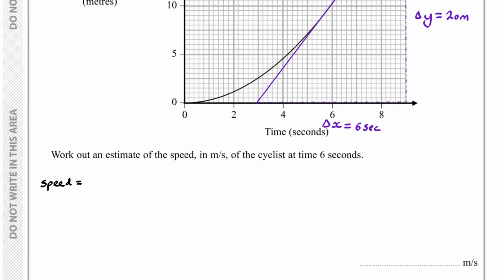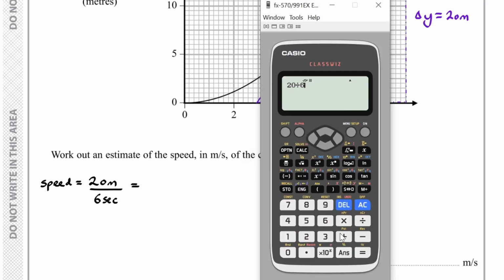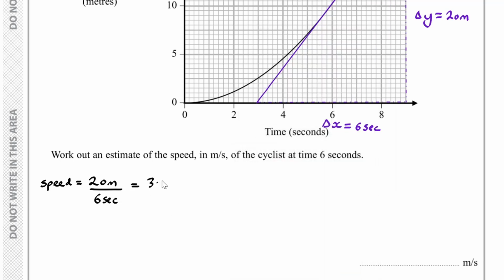So the speed is going to equal the change in y, 20 meters, divided by 6 seconds. So what's it going to be? It's going to be 20 divided by 6, which is 3.3 recurring. So we get 3.33 meters per second.